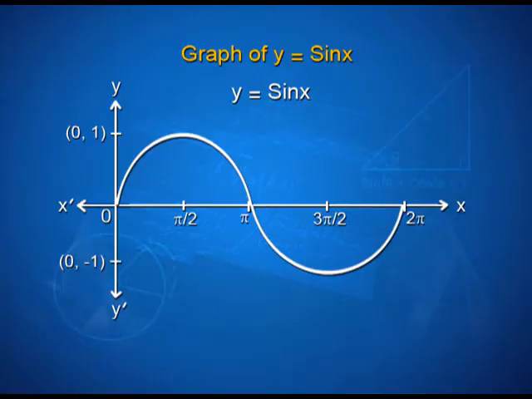Let us see how the graph of the function y equal to sin x looks like. This is the x axis, X' O X, and this is the y axis, Y O Y'. We begin with the origin, and as it is an increasing function, we can see that the graph is going between 0 to 1 and then it is coming to pi, and in the same way we can plot the graph from pi to 2 pi. This is the graph of y equal to sin x.